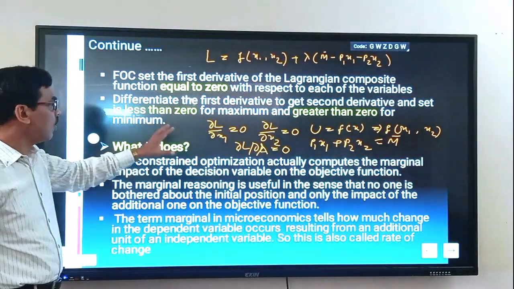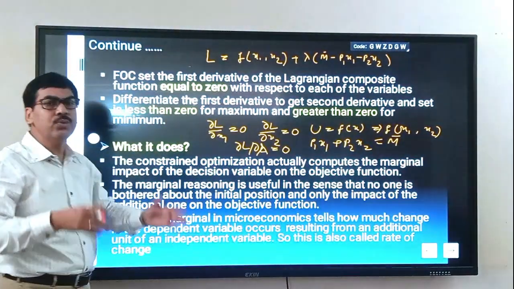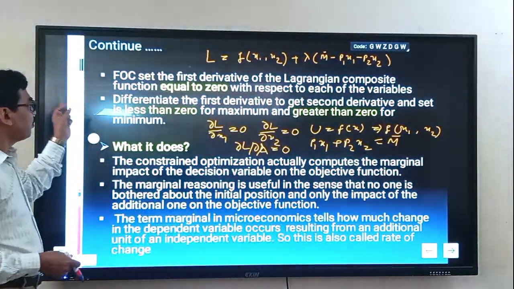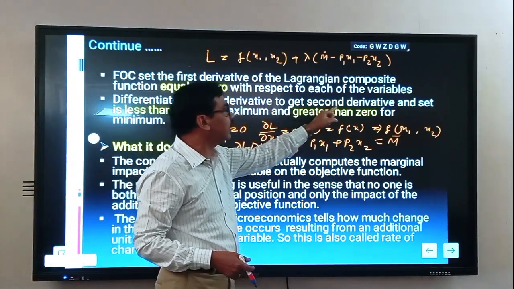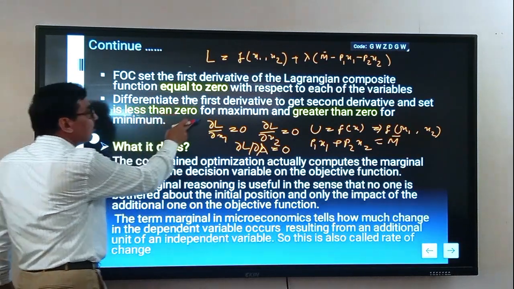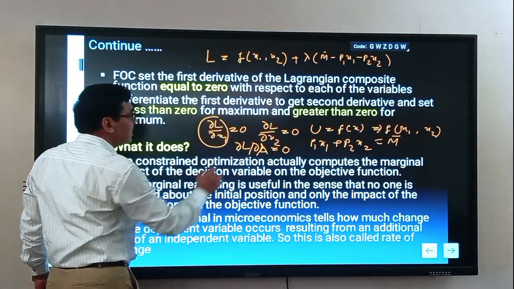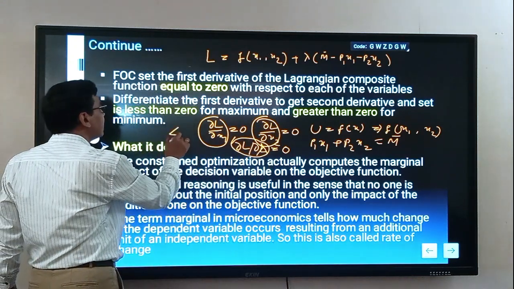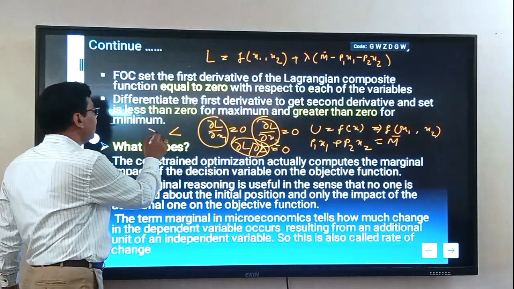So this is the first condition, which is the equilibrium condition. From this we get the equilibrium condition. In case of a consumer, we get marginal rate of substitution equal to the price ratio. Similarly, the second condition is to differentiate the first derivative to get the second derivative, and set it less than 0 for maximum and greater than 0 for minimum. So again we have to differentiate this, and if this is less than 0, then the result we got is a maximum, and if it is greater than 0, we say that the value is a minimum.